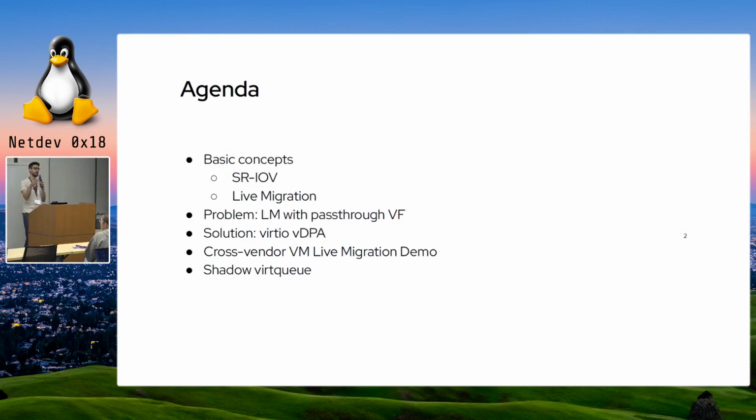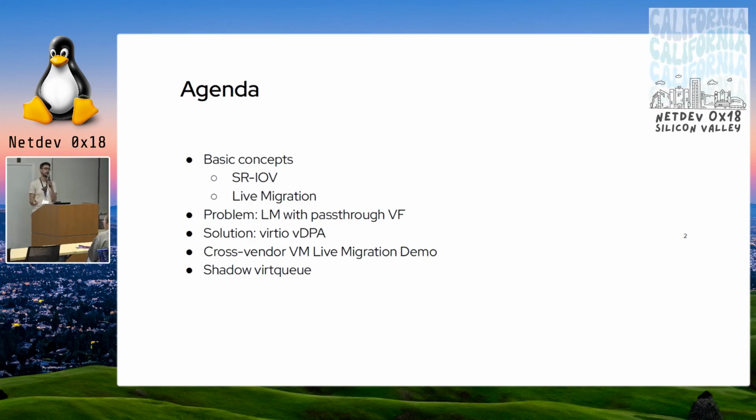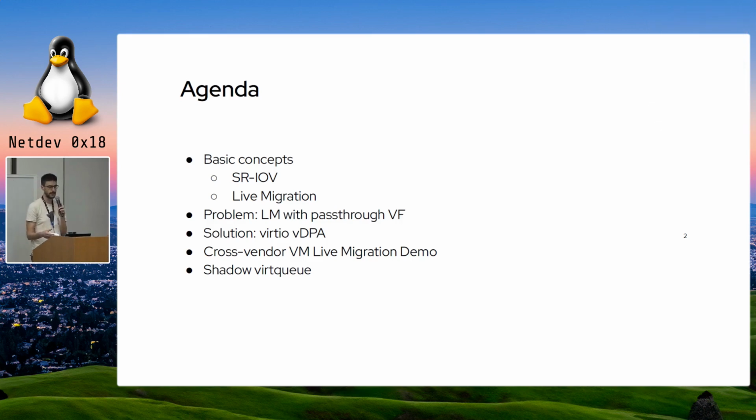This is the agenda. I will start with the very basic concepts like SR-IOV, what is live migration, what is the problem we have with vendor-specific VFs, migrating between different vendors, how virtio vDPA solves that problem. We'll show a very brief, very small demo. And right at the end, I will show how we overcome the problems with the shadow vring.